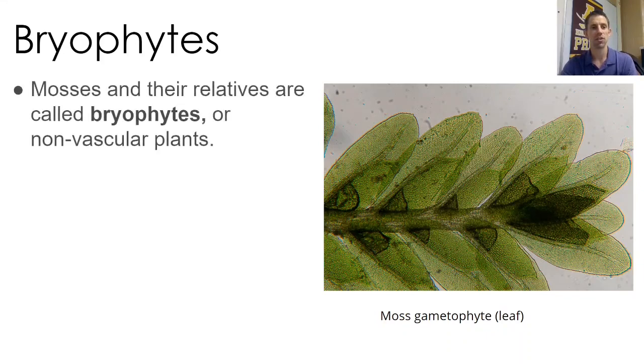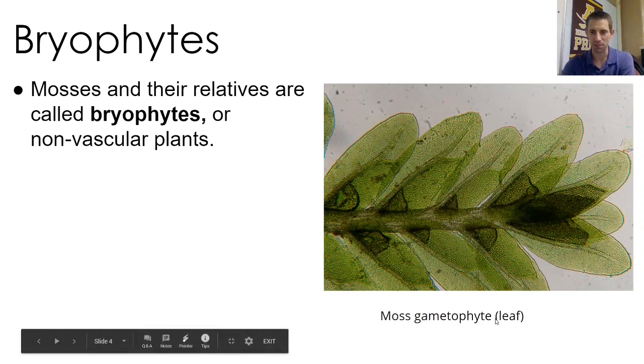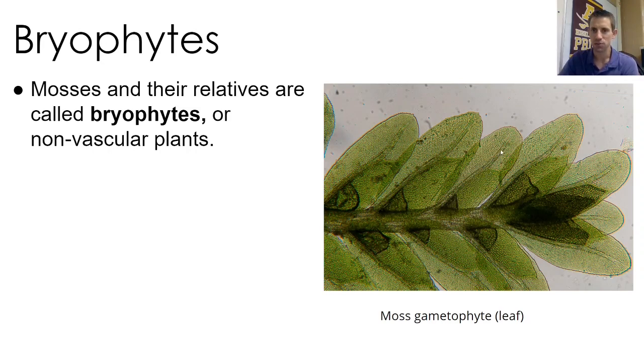So let's take a closer look at bryophytes, or mosses. Their scientific name is bryophytes, and they are non-vascular. This image on the right shows a moss gametophyte, and in parentheses I put the word leaf. It's a bit misleading to call this a leaf, because technically they are not leaves, since they do not have vascular tissue. If you look closely, you can see what looks like a tube going inside each of these little leaflets, but it is not true vascular tissue like what we find in a normal plant leaf.